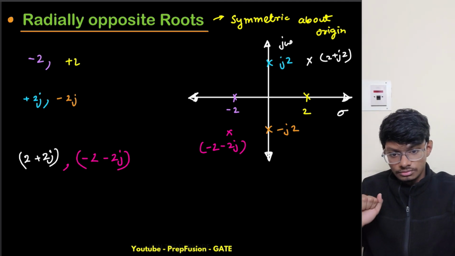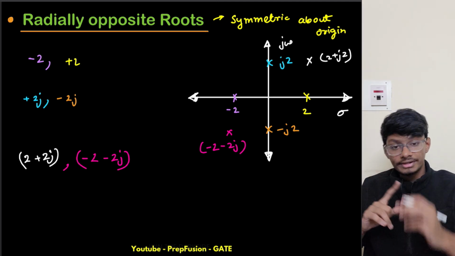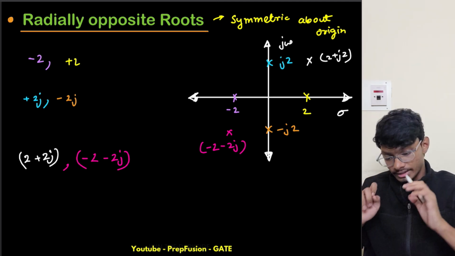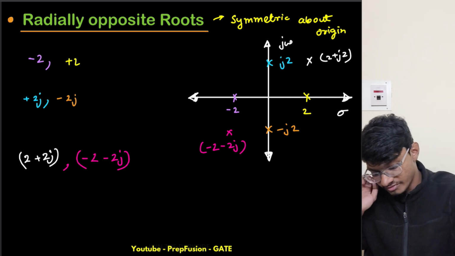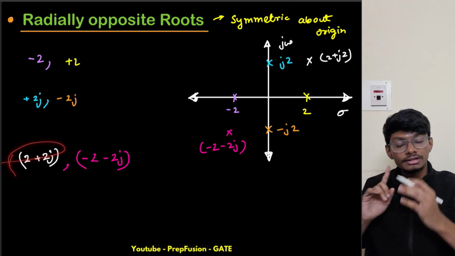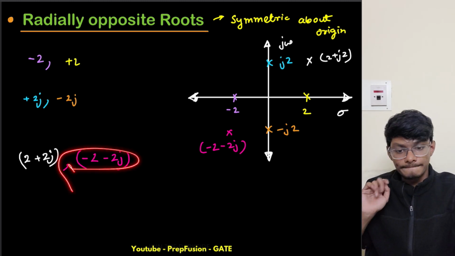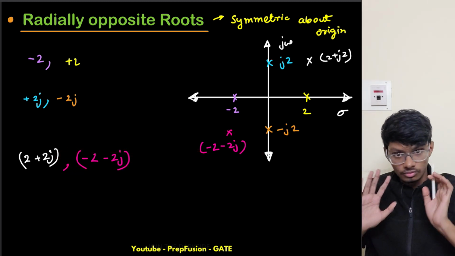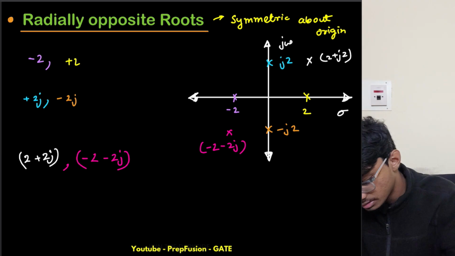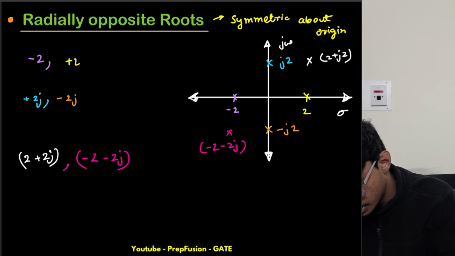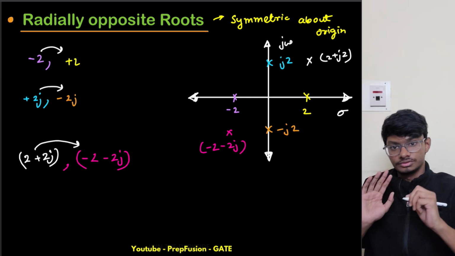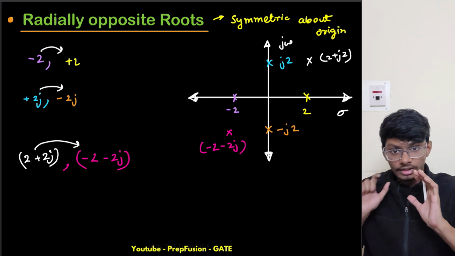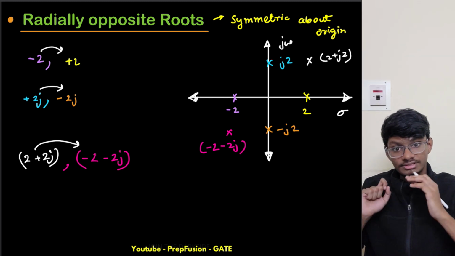Now what is the thing with this one? If I have a row of 0, I will get readily opposite roots. If I found out a root is here, then definitely there will be one root here. If I have a root here, then one root will be here. And if I have a root at this location, then one root will be at this location. That point I know. Now what is the other point?